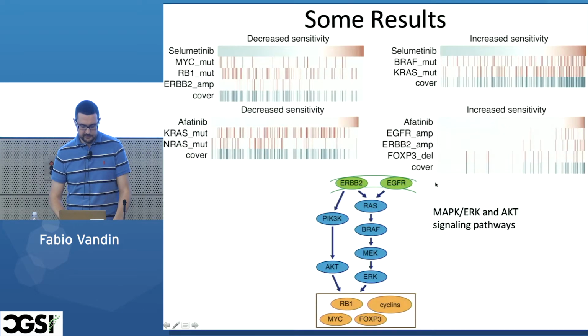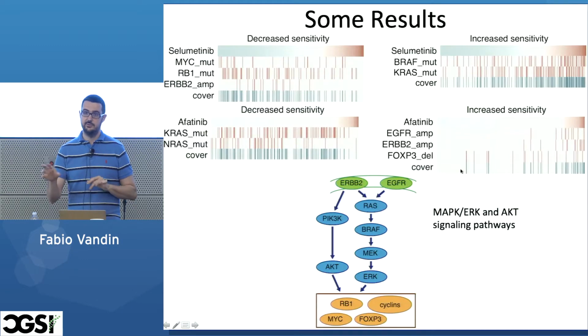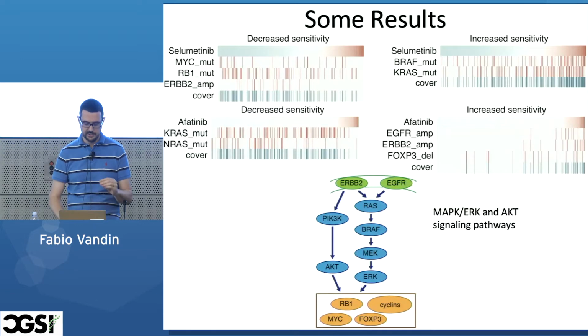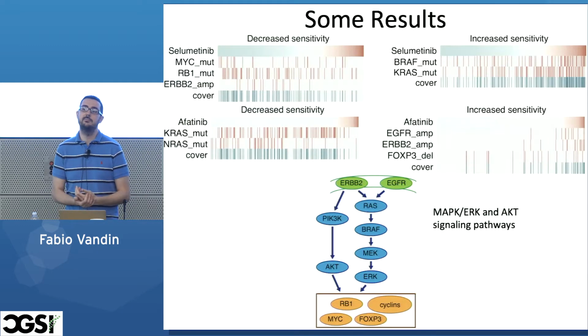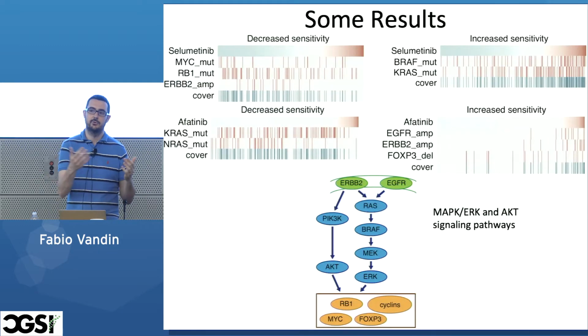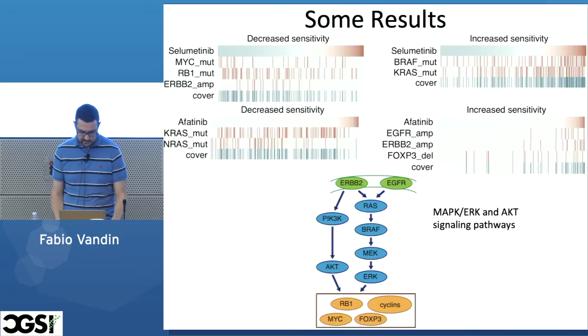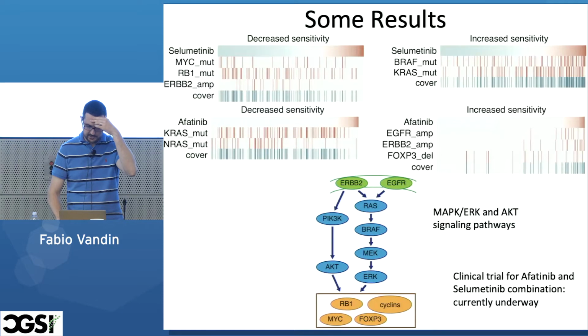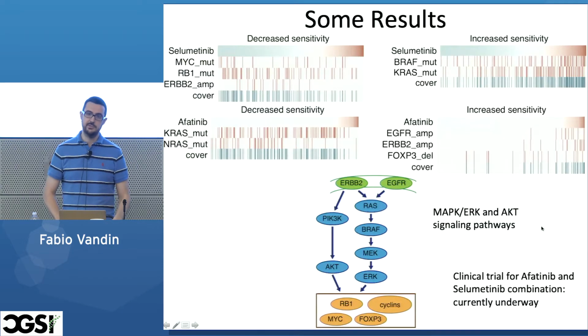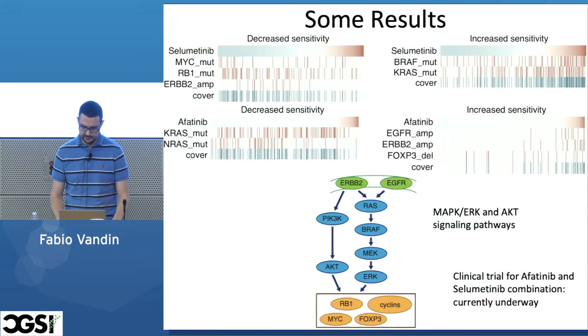Okay? And this seems to suggest that actually these two drugs have a different and opposite type of sensitivity to the different types of alterations in the same pathway, in particular in the MAPK, ERK, and AKT signaling pathway. And so it suggests that maybe a combination of the two drugs may work for a larger number of patients. And this is actually an interesting observation, I believe, also because there is a clinical trial for afatinib and selumetinib in combination that is currently underway for the non-small cell lung cancer.